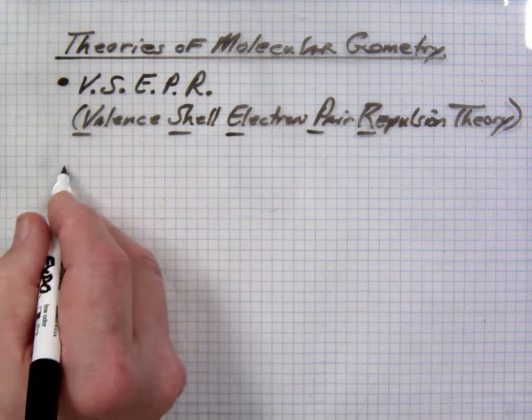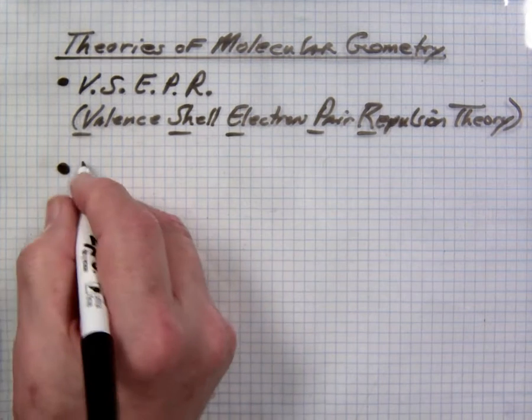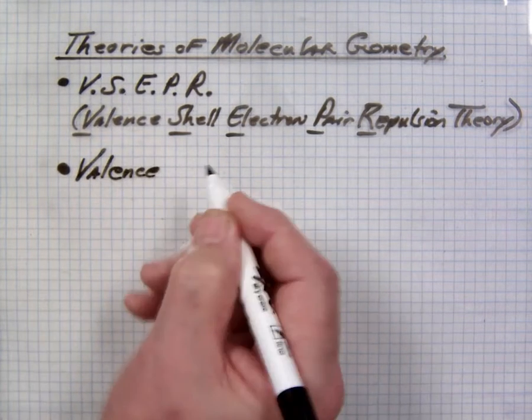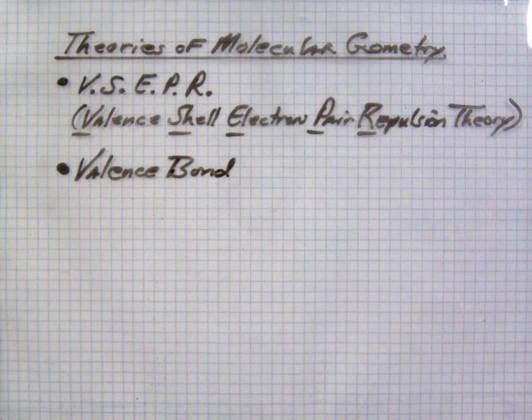VSEPR. The second major theory that is proposed is called the valence bond theory. The valence bond theory is based upon the changing of the valence shell. It undergoes a change, or hybridization, and then interacts with the other molecules that are coming in to bond. I'll show you how that works in just a minute.